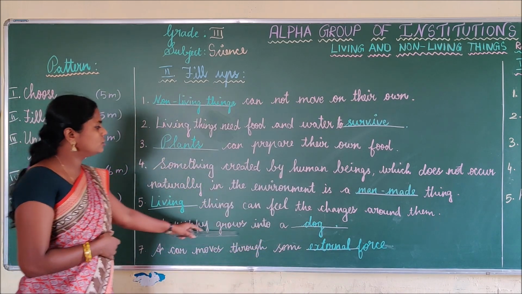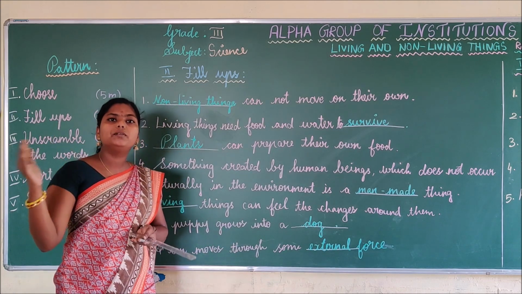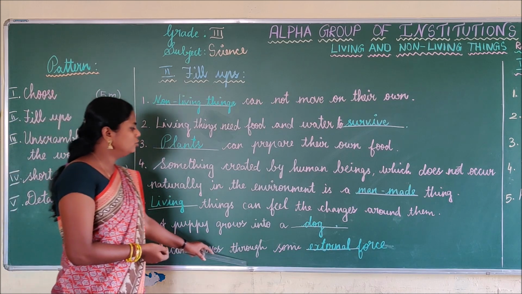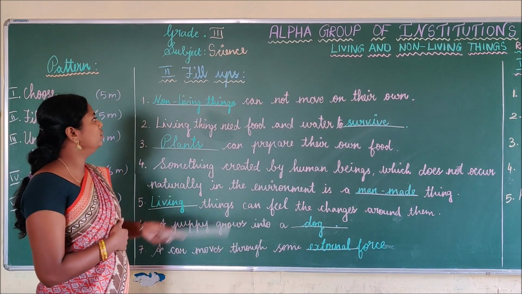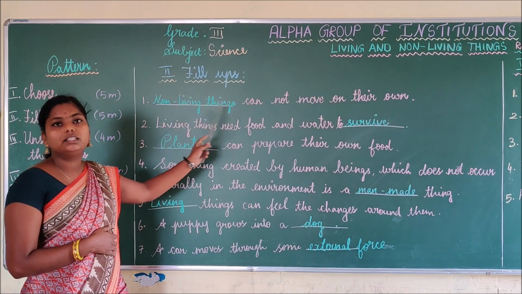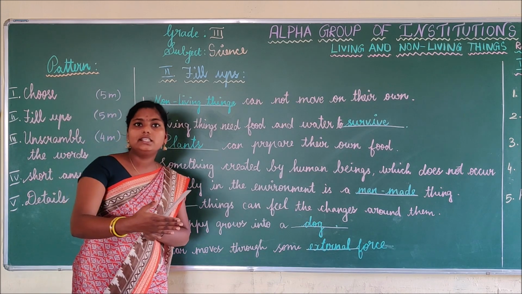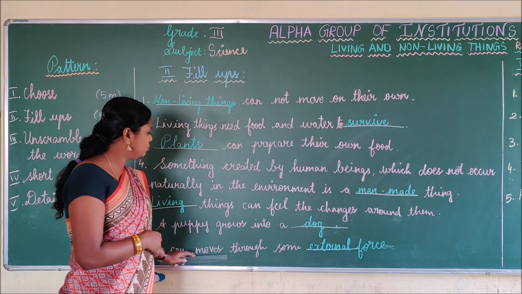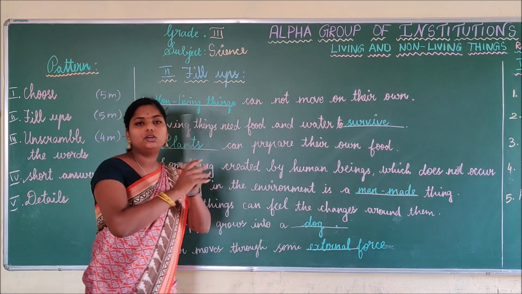A puppy grows into a dog. So a small puppy, when it grows up, will become a dog. A car moves through some dash. A car is a non-living thing. Already we said non-living things cannot move until an external force is applied on them. So here a car can move through some external force. Someone is going to push it.